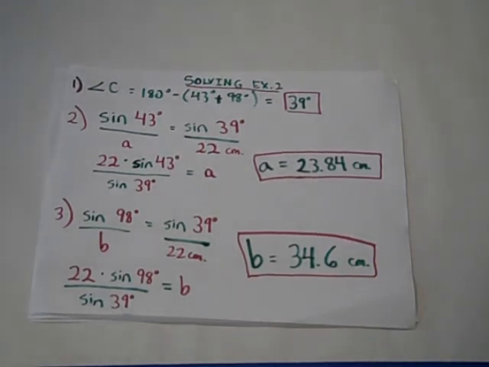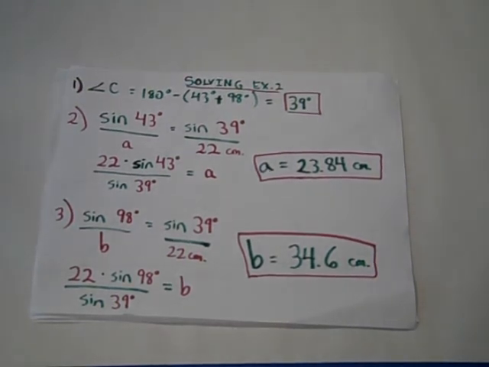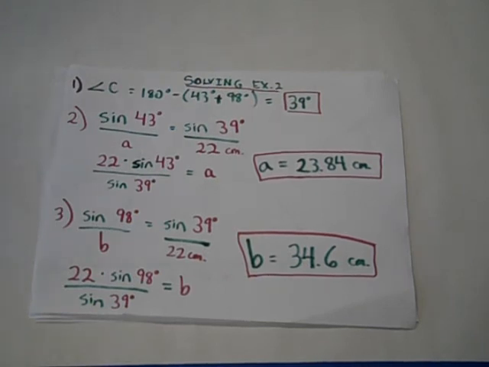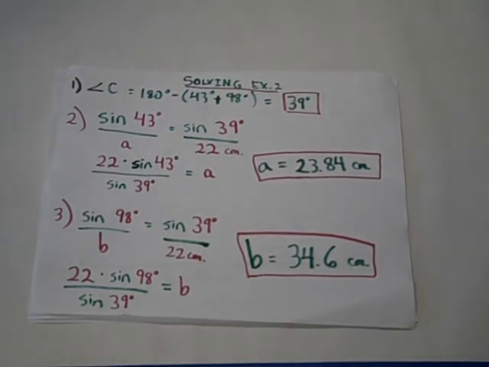And finally, we find side b with the equation sine of 98 degrees divided by b equals sine of 39 degrees divided by 22 centimeters. Solving for side b, we find that it is 34.6 centimeters. And there you go. We've derived the law of sines and detailed its application for angle-angle-side and angle-side-angle triangles.